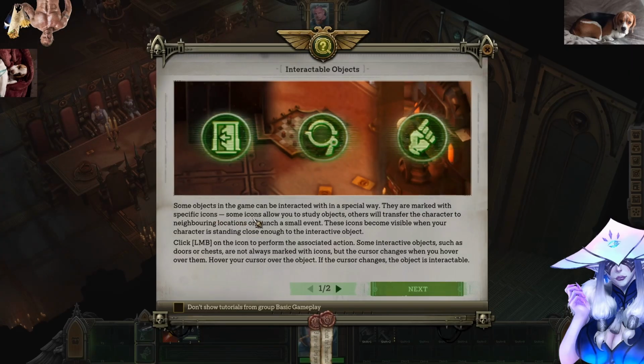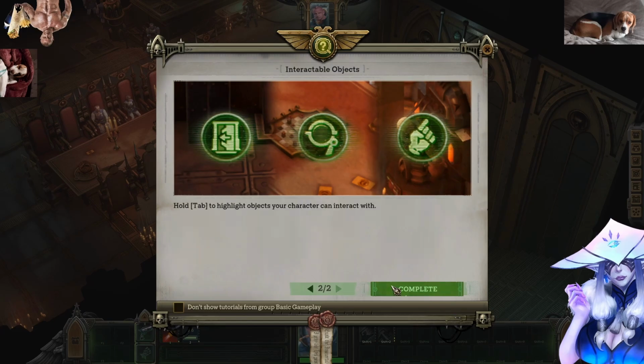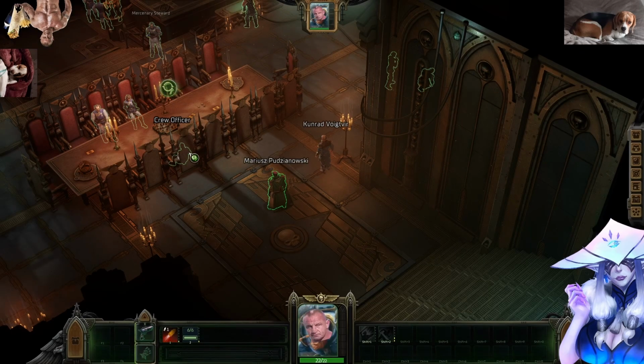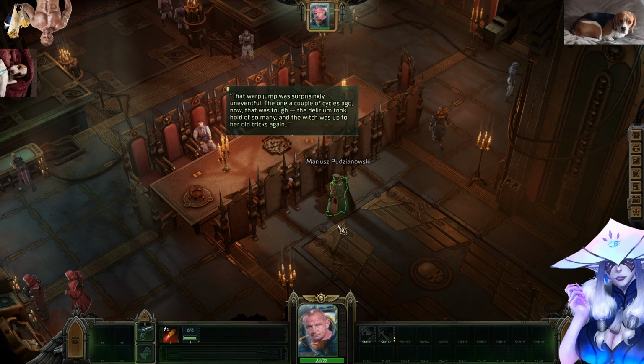Interactable objects. Some objects in the game can be interacted with in a special way. They are marked with specific icons. Some icons allow you to study objects, or will transit the character to neighboring locations or launch a small event. These icons become visible when your character is standing close enough to the interactive object. Click L and B. Okay, it's probably the same. Okay, it's very much the same as the previous game.